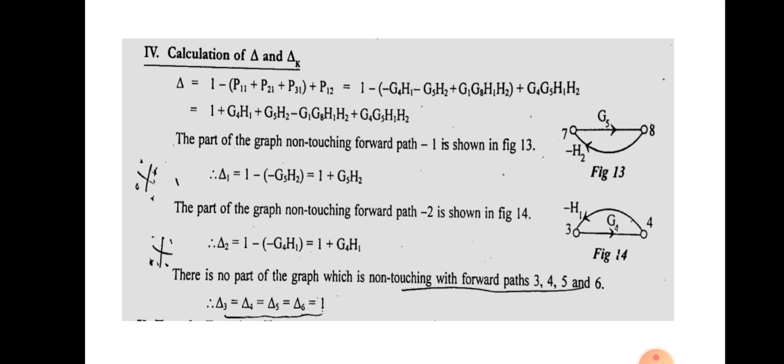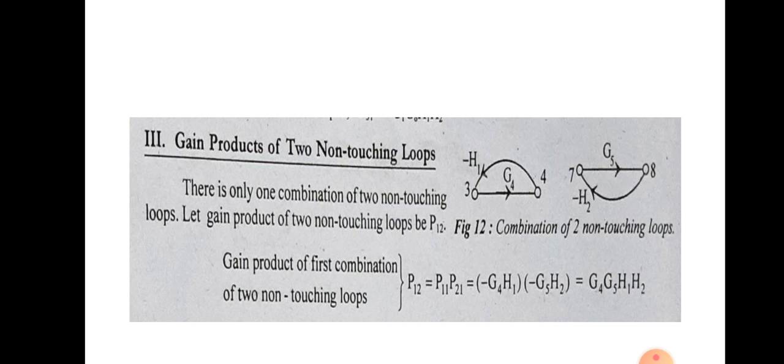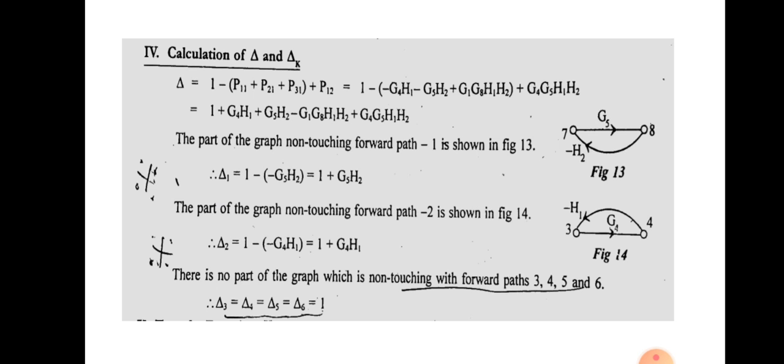That is the equation. Here there is only one set of two non-touching loops. So you can write the delta equation as 1 minus P11 plus P21 plus P31 plus P12, right? P12 is the gain product of the non-touching loops. So you can substitute the values of P11, P21, P31 and also P12 in that equation, and you get the value of delta.